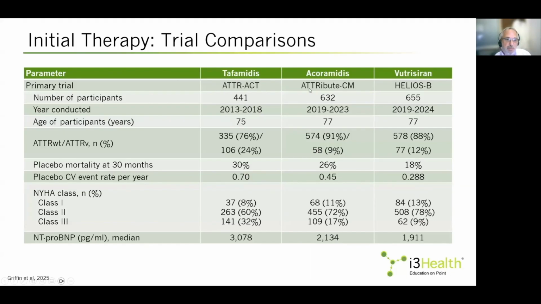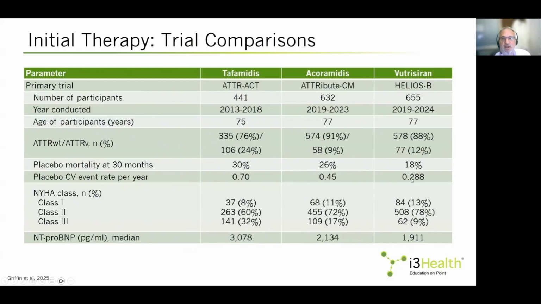some data. These were published in a recent review we wrote in JACC Heart Failure. And this is the Tafamidis, Acoramidis, and Vutrisiran trials, and the number of patients in each of the trials. It's important to note the era of the trial. So very hard to compare patients a decade ago with patients now. The age has stayed relatively stable. And as I mentioned, we've been less successful at enrolling variant patients over time, which is not a good thing. But we've done a great job at reducing mortality, even in the placebo arm.